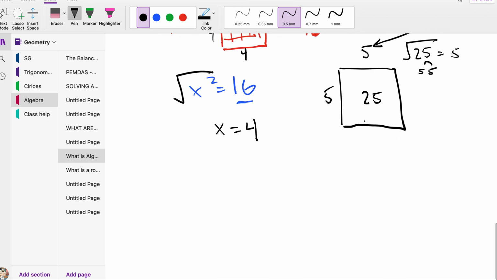So the same would work with cubes, cube roots as well. You're saying I have a cube, and I want to find one of the sides. And it works in the same way.